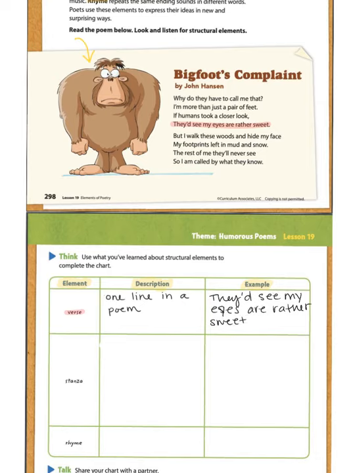Now let's talk about a stanza. We know that a stanza is a group of verses or a group of lines. Can you find an example of a stanza? I think an example of a stanza would be, "But I walk these woods and hide my face, my footprints left in mud and snow. The rest of me they'll never see, so I am called by what they know."